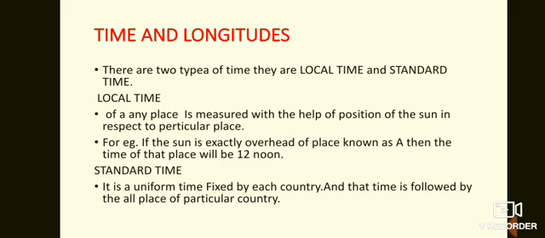The local time of any place is measured with the help of the position of the sun in respect to that particular place. Local time is measured with the position of the sun. That means, for example, when the sun is exactly overhead of a place, then the time of that place will be 12 noon, 12 o'clock.